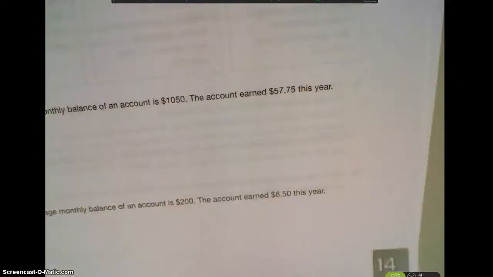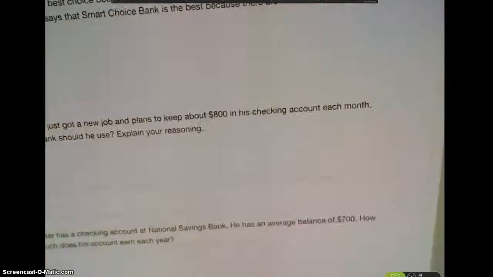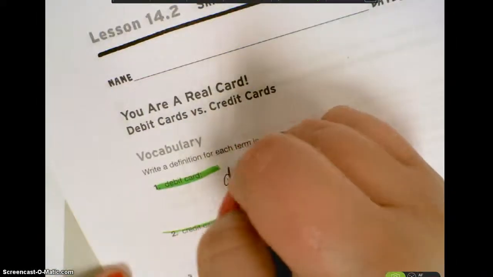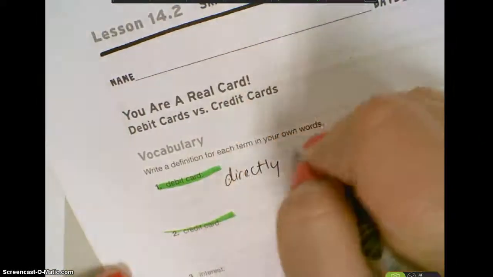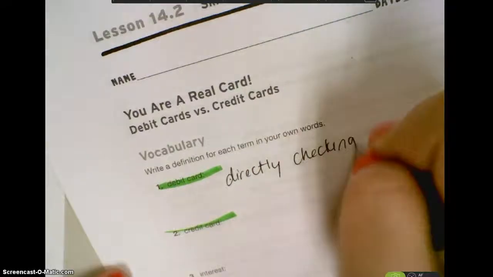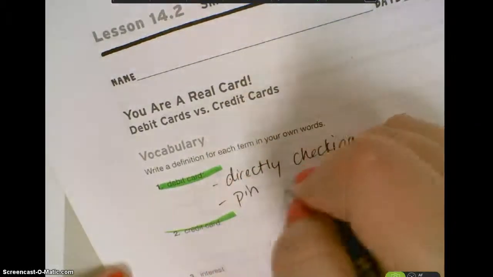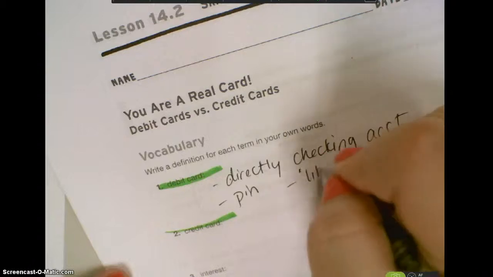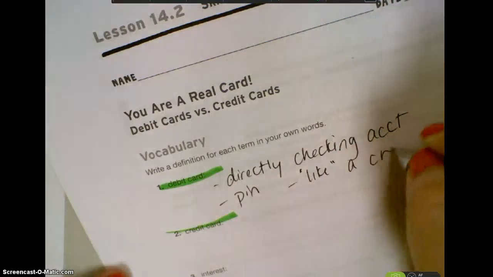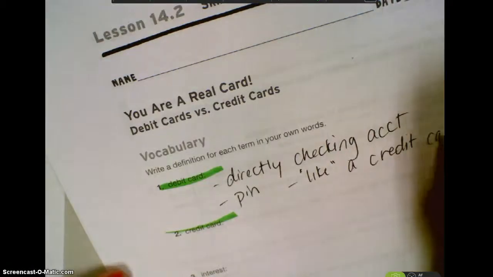Alright, so moving on again. Okay, so let's talk debit card versus credit card. A debit card comes directly from your checking account. That's the biggest thing. So the money is being used right away. Usually you're going to have a PIN. You can use it like a credit card, but the money comes directly out. So that's the biggest thing.